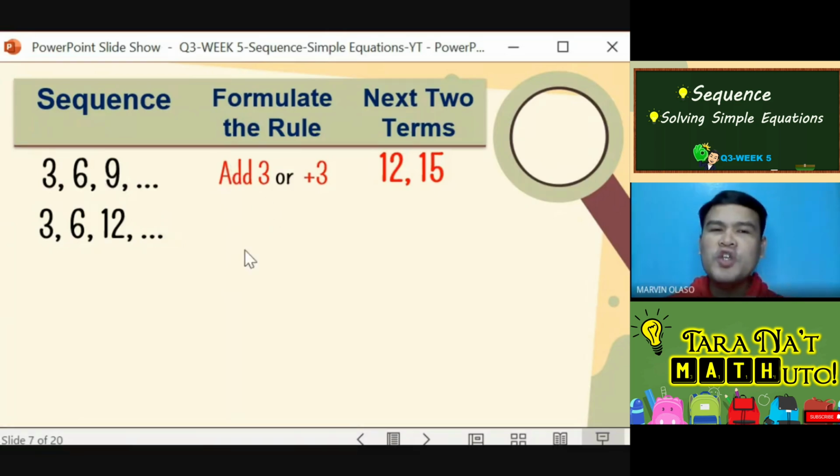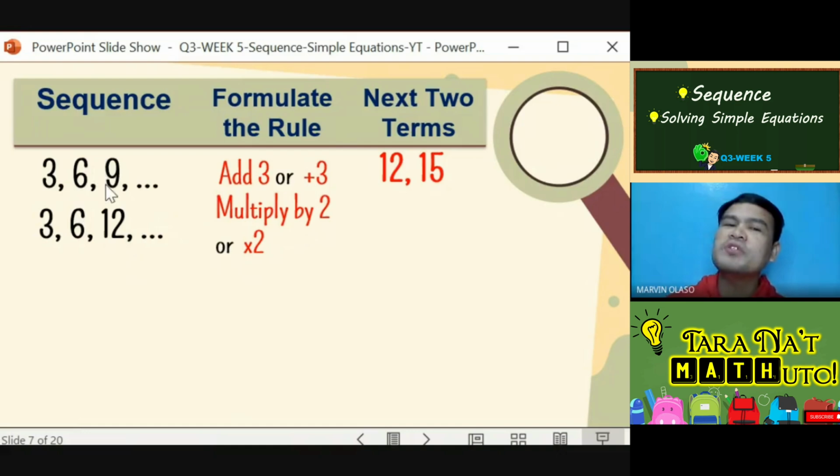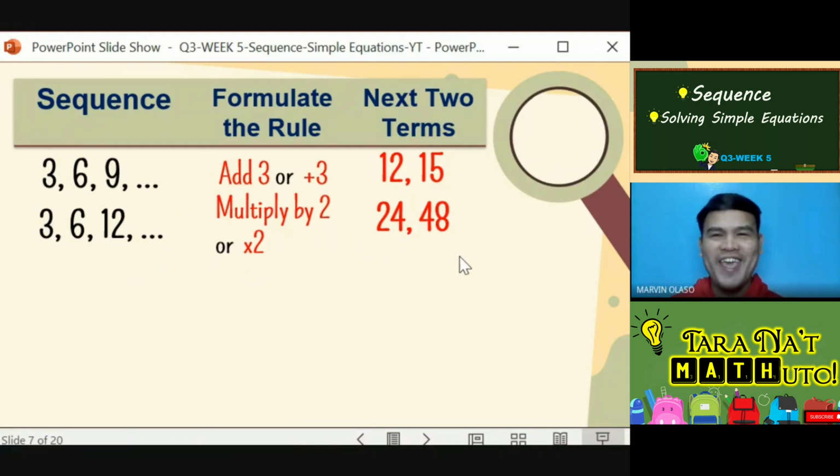So ano na ang sagot ninyo dito sa ating second sequence? Yes, the rule there is multiply by 2 or times 2. So, i-apply mo, for example, 3 times 2, ayan, 6, tama. 6 times 2, we have 12. Therefore, when we continue now the rule, 12 times 2, we have 24, and 24 times 2 is 48. Therefore, the next two terms are 24 and 48.